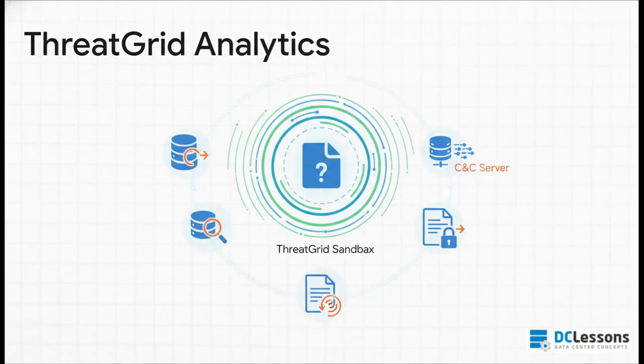So Threat Grid is basically a digital forensics lab in a box. It takes that unknown file, puts it into a safe, contained environment, the sandbox, and lets it run wild, all while watching everything it does. Does it try to encrypt files? Does it try to connect to a known command and control server? It delivers a verdict based on what the file actually does, not just what it looks like.